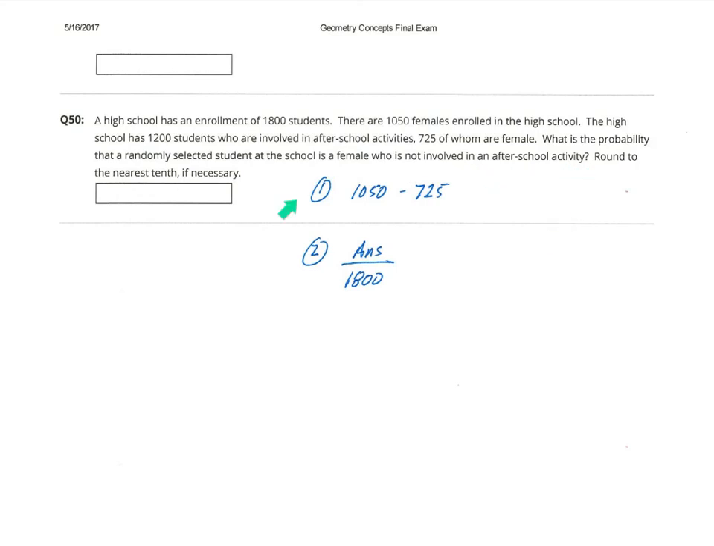I got these steps laid out for you. First, take the number of females minus the number of females that are in an after-school activity. That'll tell you the ones that are not. Then you put that over the total number of students and divide. That'll tell you what they want here.